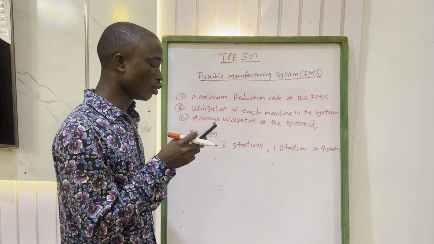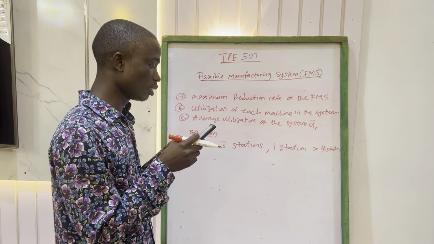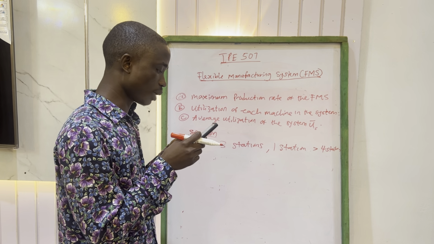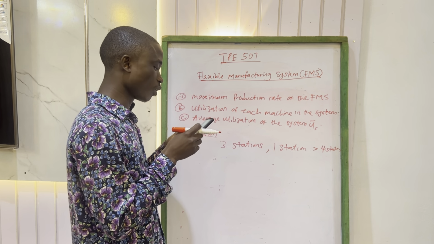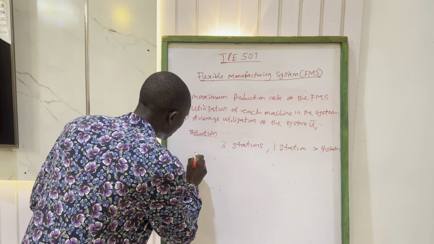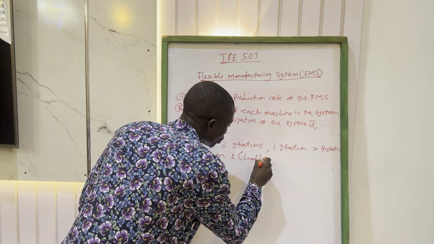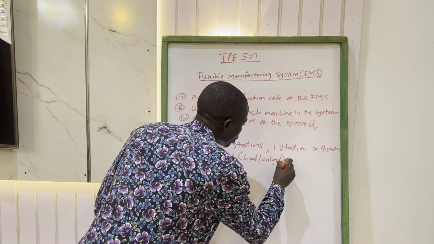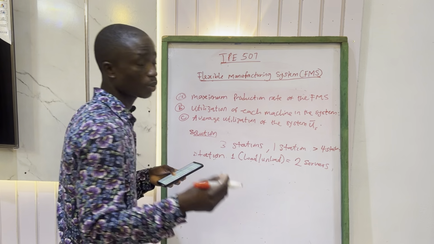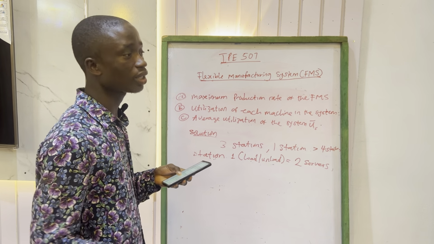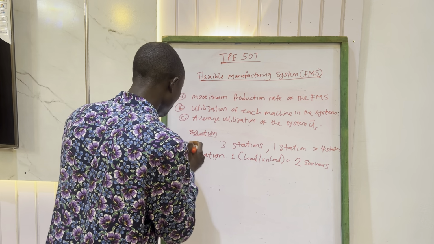So station 1 loads and unloads parts using 2 servers, rather, material handling workers. Station 1 is the load and unload station. They said it has 2 servers. I've explained what servers means as well. Let's say we have milling machines. If we have 2 milling machines, that's 2 servers; 3 milling machines, 3 servers.